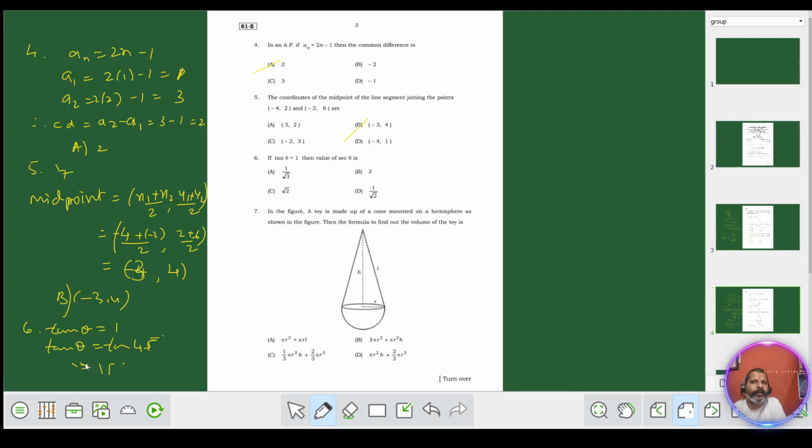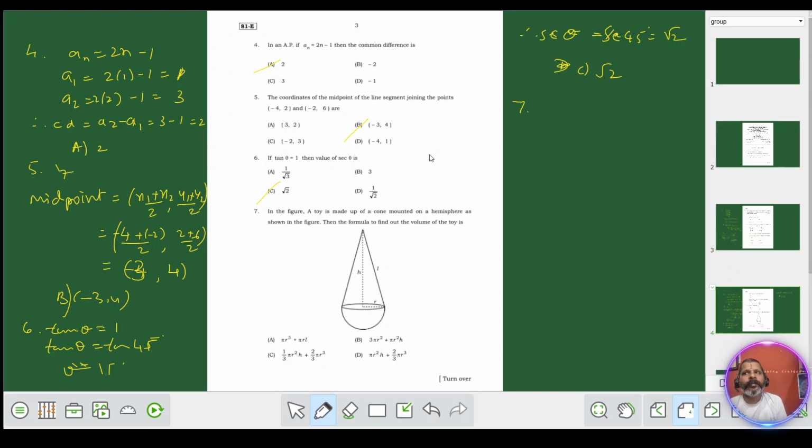So theta is 45. Therefore, secant theta means secant 45. Secant 45 is 1 by cos 45. Cos 45 is 1 by root 2. Therefore, secant 45 is root 2. You should know the table properly there. So, what is the answer here? D, root 2.